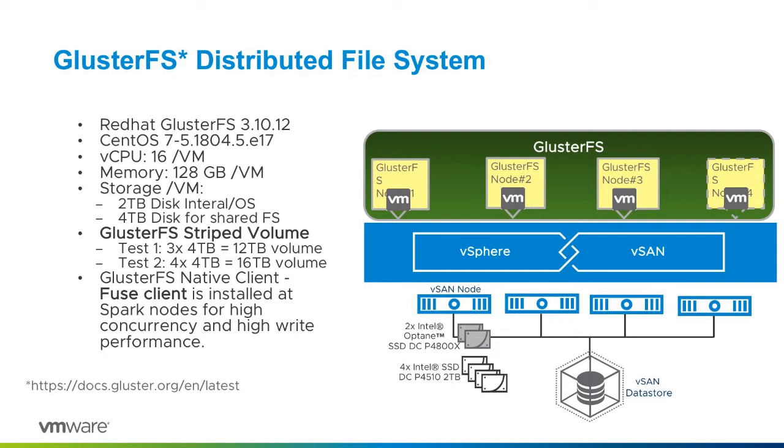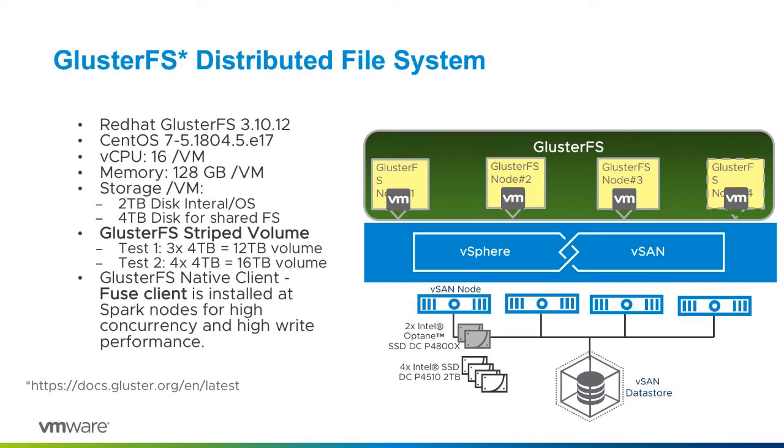One is for internal usage. This is for the operating system. And the other disk is the disk that will be used for the distributed file system. Okay, so the 4 terabyte disk is the disk that is used by each virtual machine for the distributed file system, and the 2 terabyte disk is the internal disk for the operating system usage.